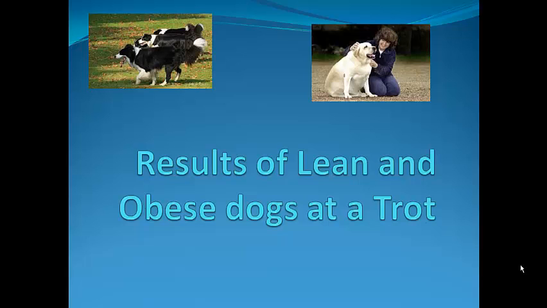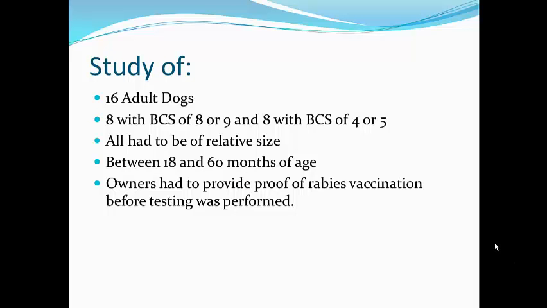For this assignment, I chose to use a paper over the evaluation of gait-related variables in lean and obese dogs at a trot. The picture I have at the top gives an idea of the size of dogs they used in this experiment. This paper shows 16 adult dogs with either a body condition score of 8 or 9 or a body condition score of 4 or 5.